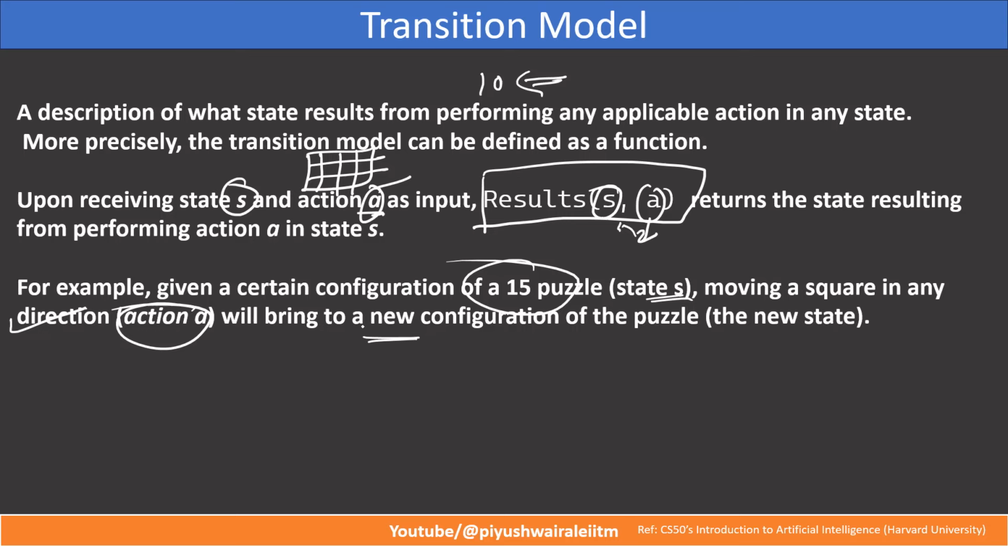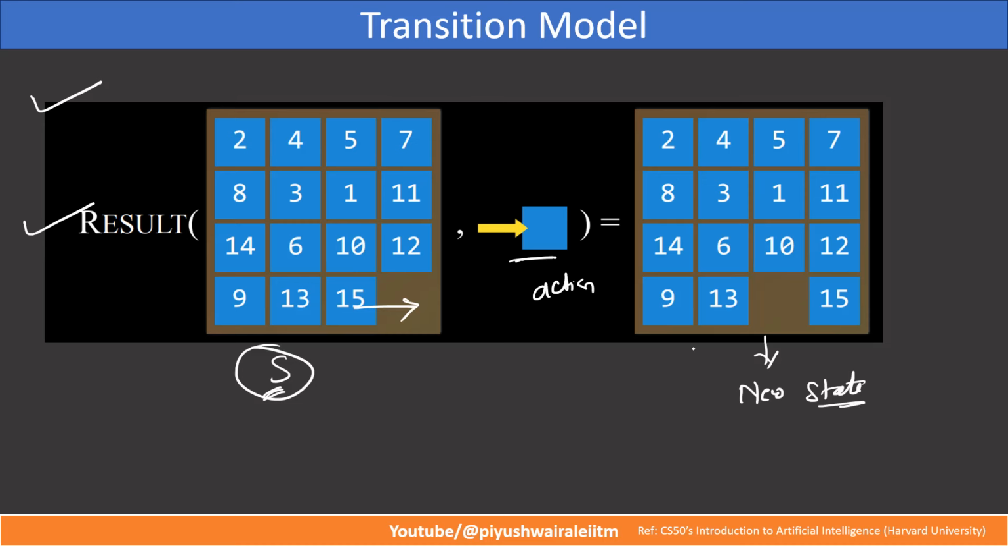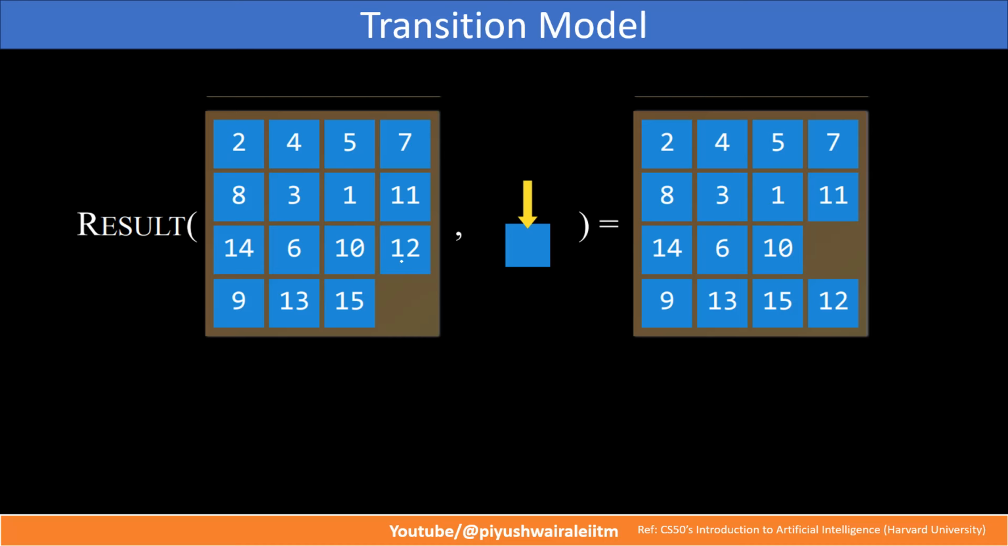We are also going to discuss one example. Here you can see this is a result function. This is our state S, and what I am doing is moving this particular tile to the right. So this is an action. This is my state, which can be any state, and this is the new state. When I perform any action on a given state, I get a new state. That is what a transition model is. Same here, I can move this down also, and I will get a completely new state. That's what the transition model is.